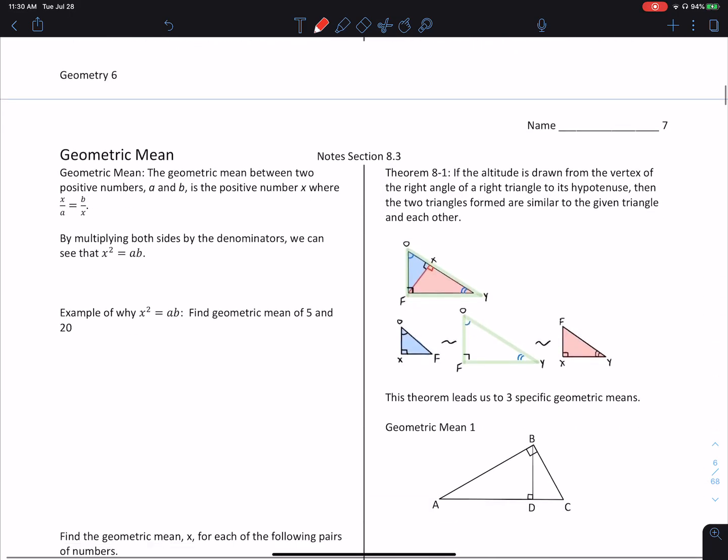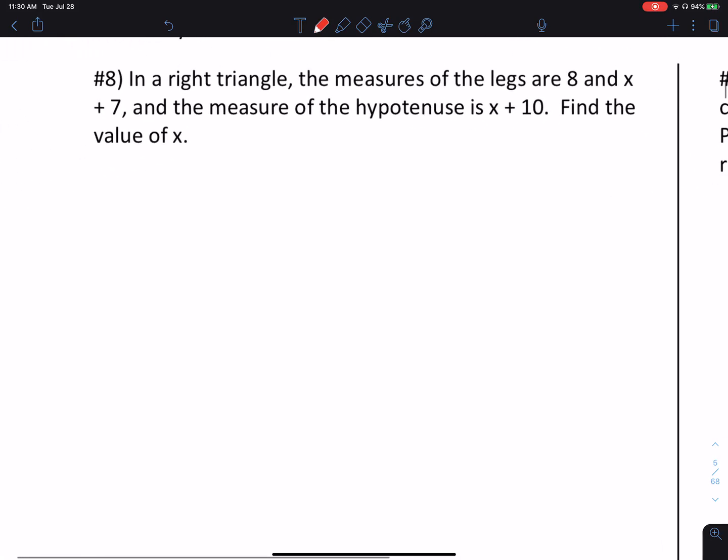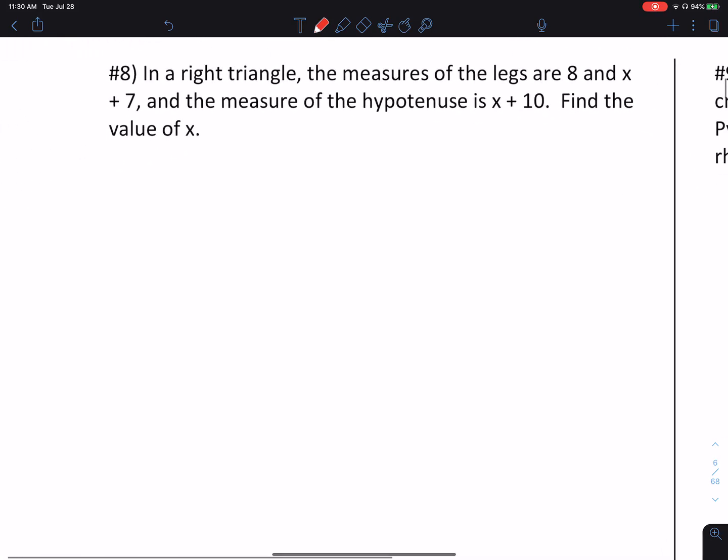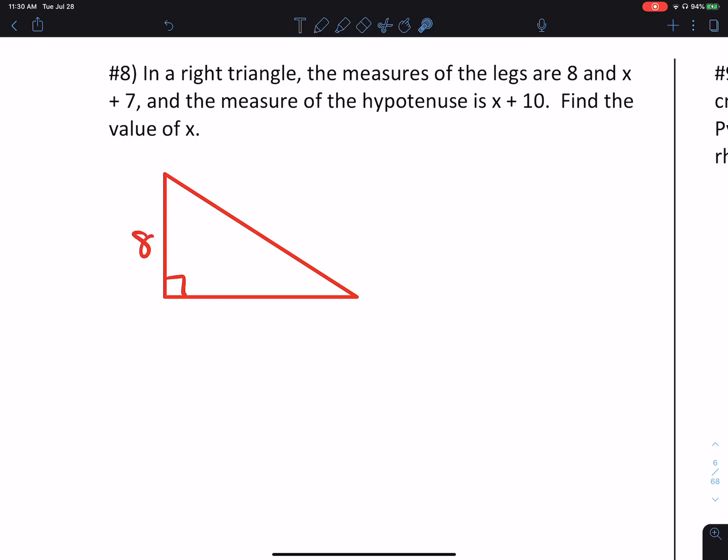Two more problems. Get you out of here. Number 8, in a right triangle. So might as well draw a right triangle since we know it is. The measure of the legs are 8 and x plus 7. It's terribly written. I apologize. And the measure of the hypotenuse is x plus 10. Find the value of x.